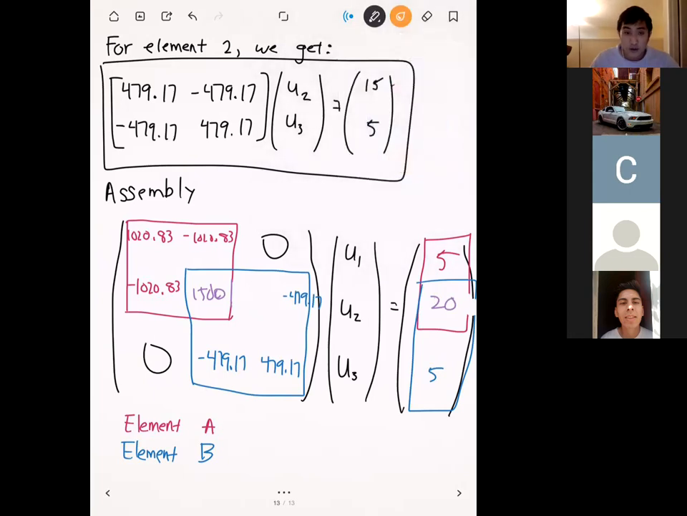All right, any questions on this so far before we apply the boundary conditions? Or apply the constraints, I should say. Okay. All right, and so the last step here is that we're going to apply our constraints. Okay. And the only constraint that we have here was that we had a fixed support at x equal to 0.